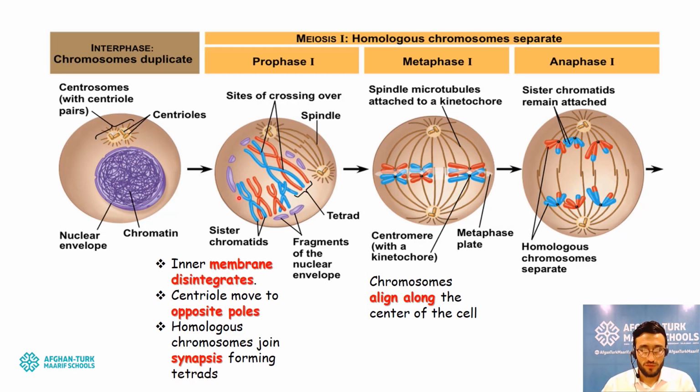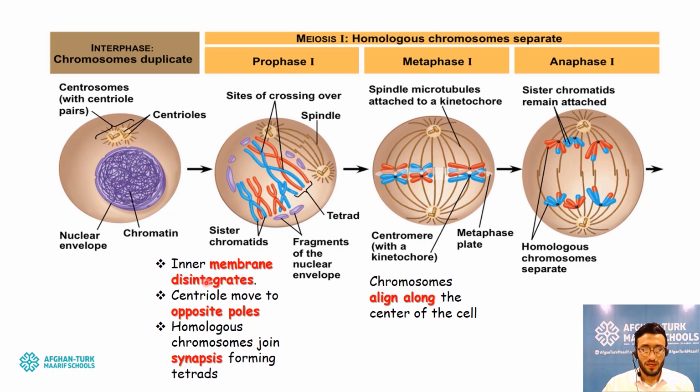The first thing that you see is fragments of the nuclear envelope. It means in prophase 1 the nuclear envelope is going to diminish. Another important thing is that chromatin is condensed into chromosomes. It means the condensed form of the DNA that you can see with a light microscope. So what is going to happen in prophase 1 is this.